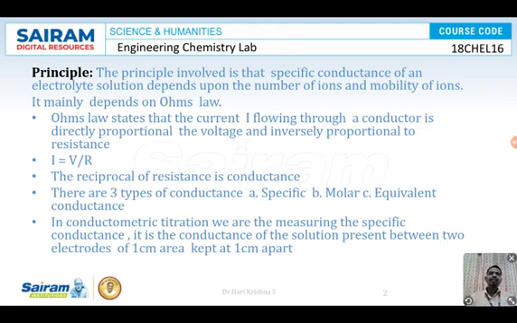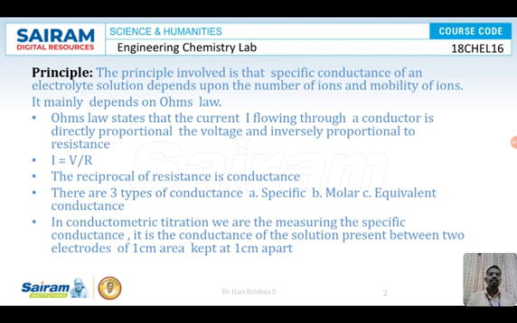The main principle behind this conductometric estimation is Ohm's law. So what does Ohm's law state? Ohm's law states that the current I flowing through a conductor is directly proportional to the voltage and inversely proportional to the resistance. That is, I is equal to V by R.